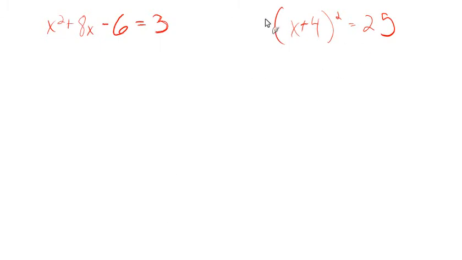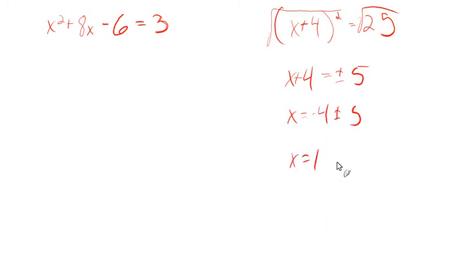But this one over here, all you have to do to start is just take the square root of both sides, because we know that the square root and the square cancel each other out. So we have x plus 4. And then take the square root of 25. That's just plus or minus 5. And then we get x equals negative 4 plus or minus 5. So x equals 1, or x equals negative 9. It's beautiful. Really quite simple.